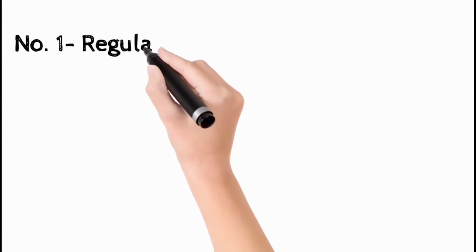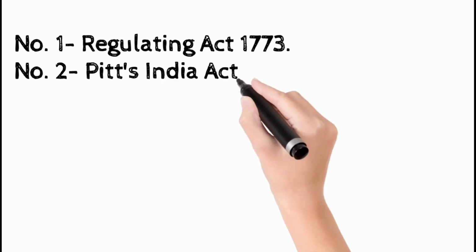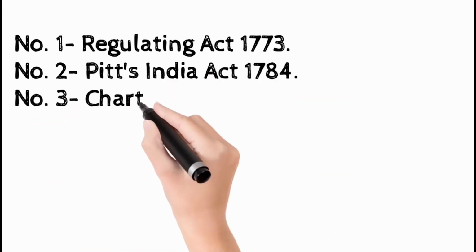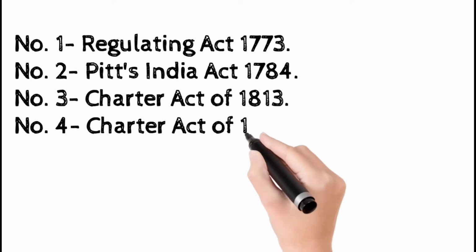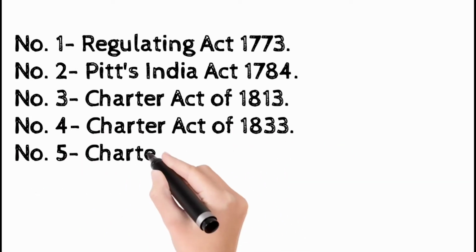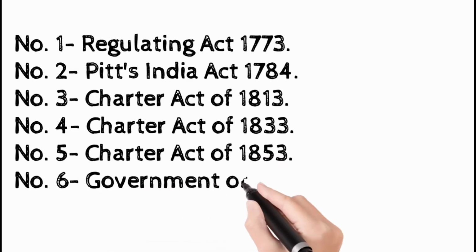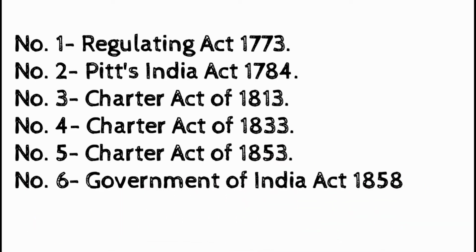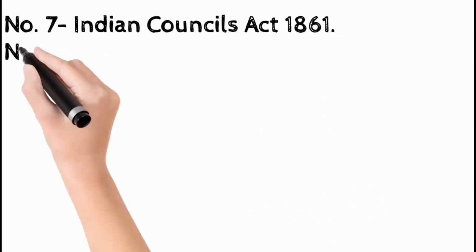Number 1, Regulating Act 1773. Number 2, Pitt's India Act 1784. Number 3, Charter Act of 1830. Number 4, Charter Act of 1833. Number 5, Charter Act of 1853. Number 6, Government of India Act 1858. Number 7, Indian Councils Act 1861.